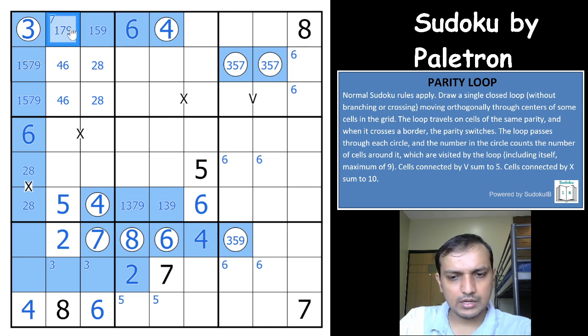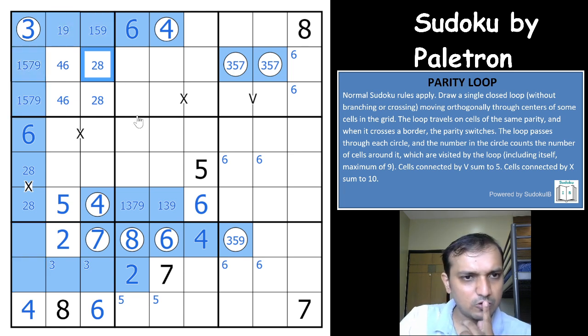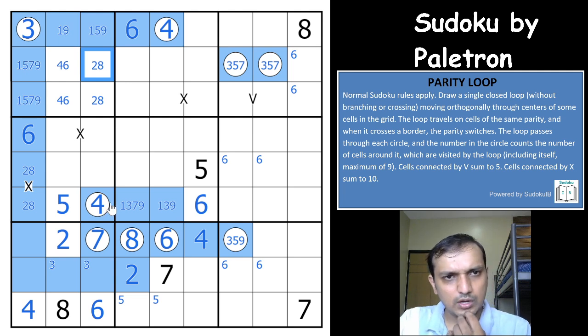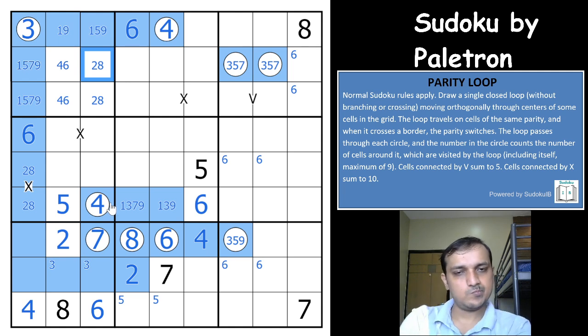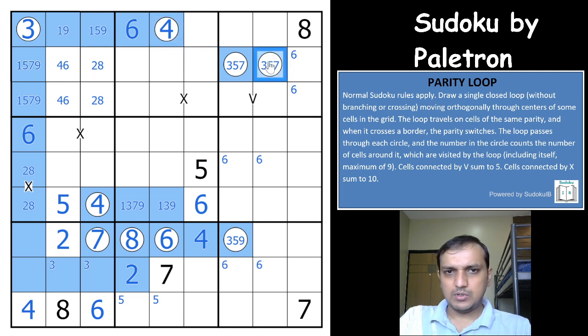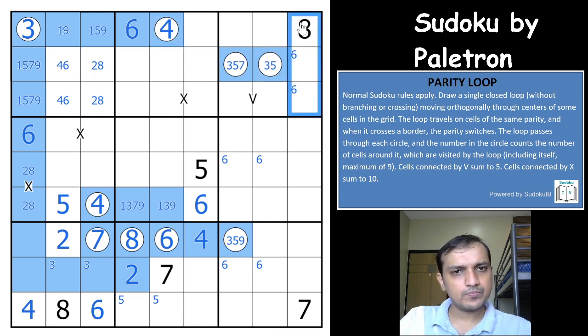Seven cannot be here, right? I eliminated 7 from this cell. 7 is in one of these two cells, so this cell is not a 7. I forgot to eliminate that. Okay, it is 1 9. I am not sure how the loop passes here, but this cell cannot be a 7.